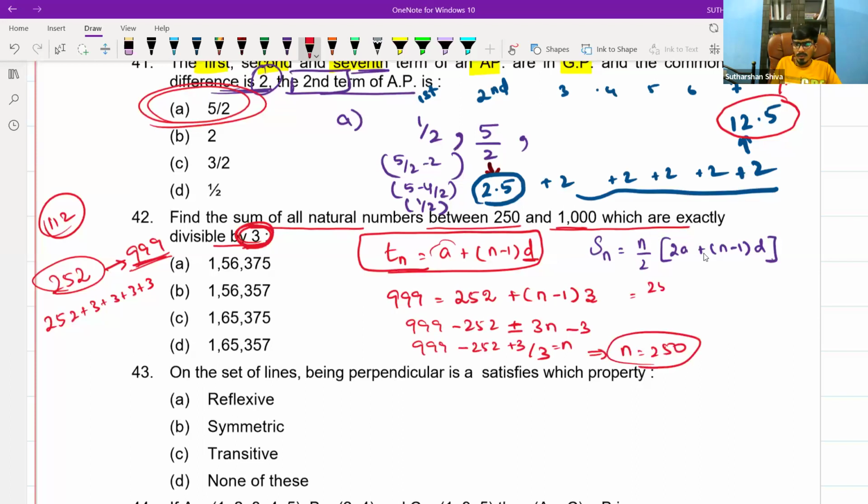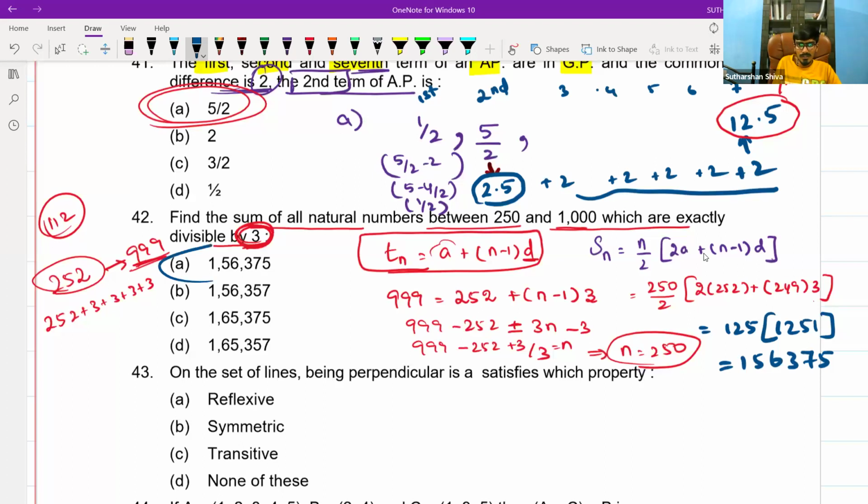What you will do? 250 divided by 2, into 2 into 252, plus n value, 250 minus 1, is 249. Difference is 3. So if you solve this, 250 by 2 will become 125. This you can take a calculator: 252 into 2 plus 249 into 3. It is nothing but 1251. If you multiply with 125, you will get 156375.